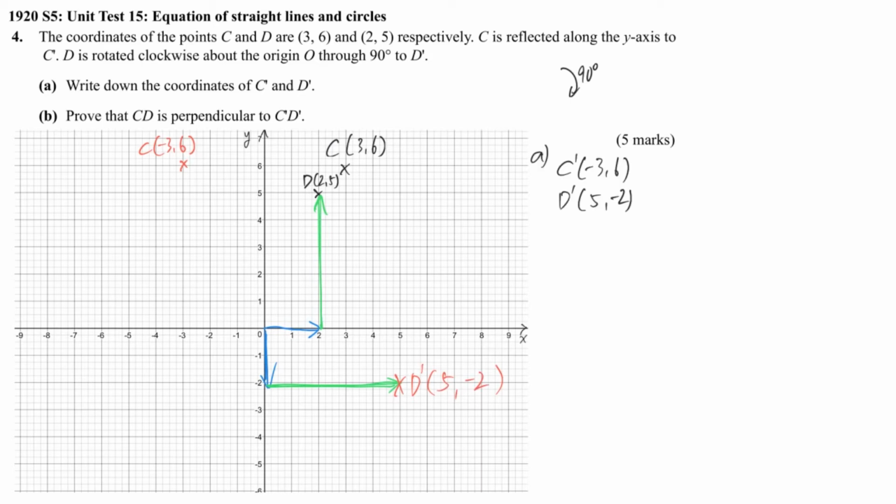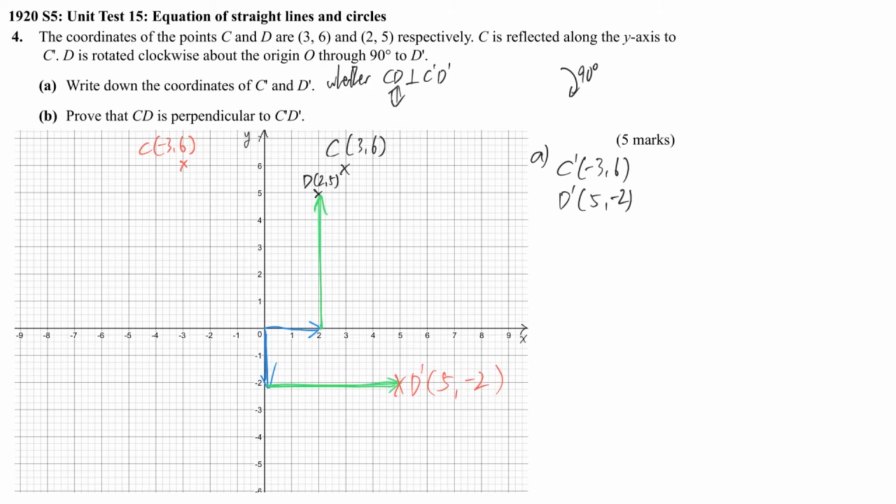Since this question is not that difficult, I suggest you spend longer time to double check whether you made any careless mistake, and also part B relies on this. We are going to prove whether CD, that means connecting this line and also connecting these two red points, are perpendicular to each other. They ask you whether CD is perpendicular to C prime D prime.